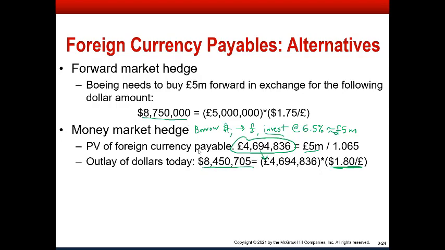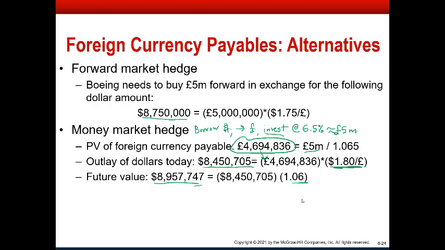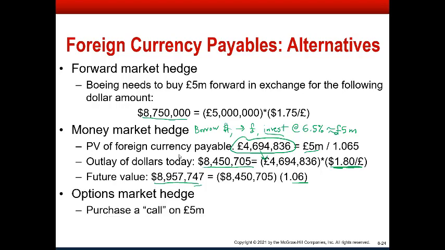But you don't actually save $300,000, because the future value of that $8.45 million is actually $8.957 million if you think about investing it at the US interest rate of 6%. So the money market hedge does cover you, but it will cost a little bit more than the forward market hedge in this case. And then finally, the options market hedge.